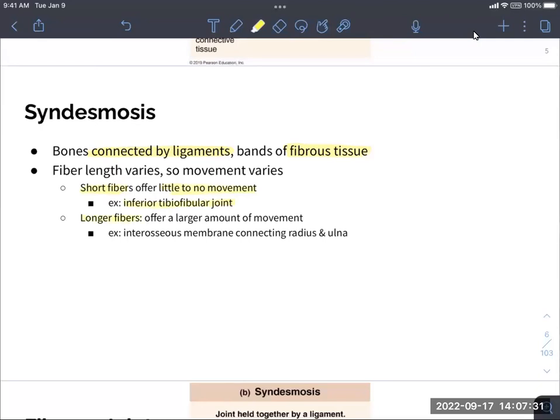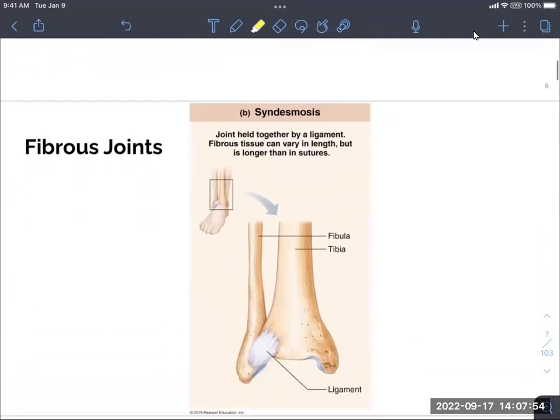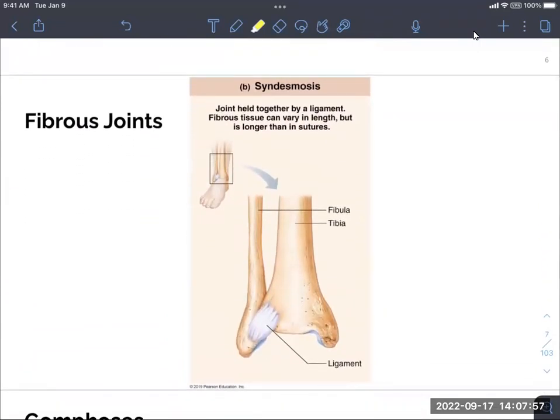Or we could have long fibers, then they allow more movement. Like the syndesmosis that's between the radius and the ulna, it still allows movement because you can pronate and supinate your arms. So here's that syndesmosis at the talofibular joint. You see the tibia and the fibula, where they come together, forms this syndesmosis.